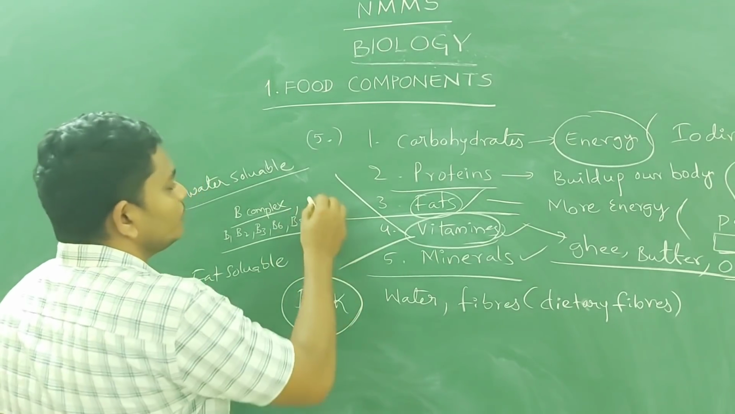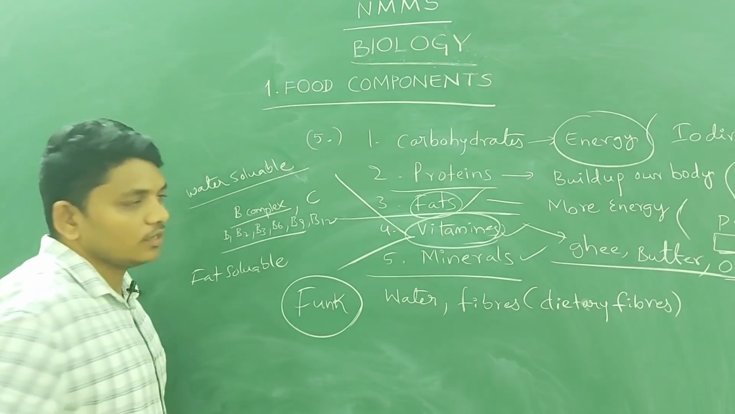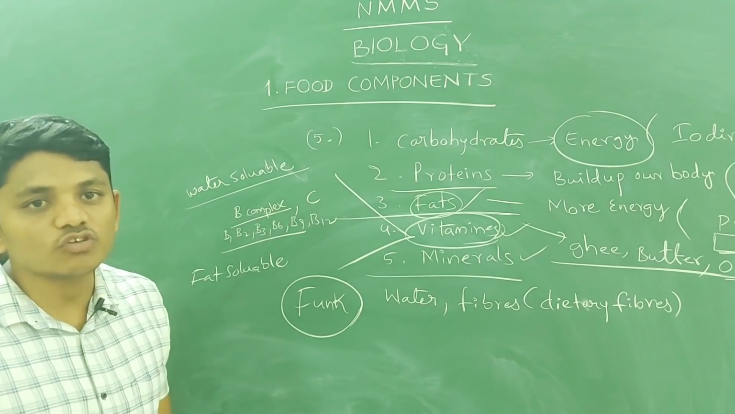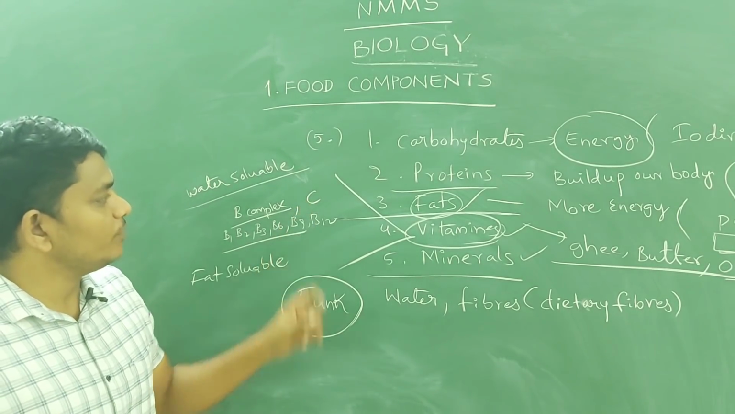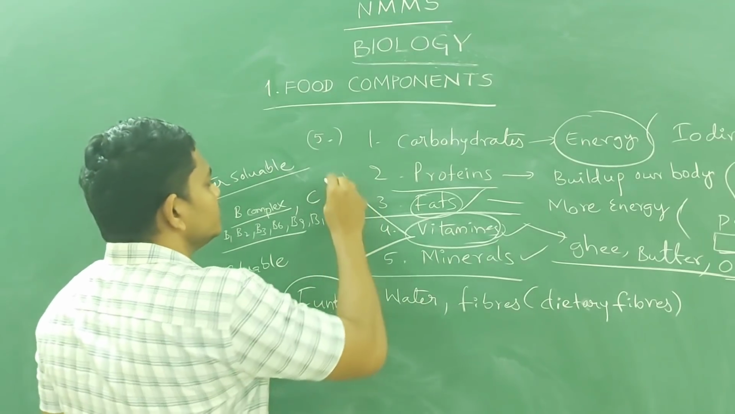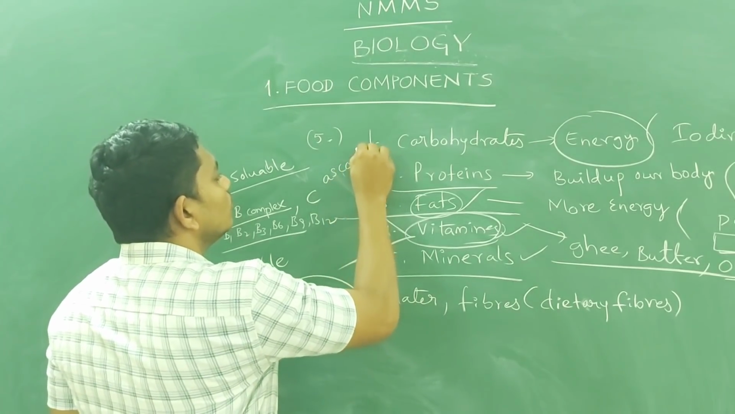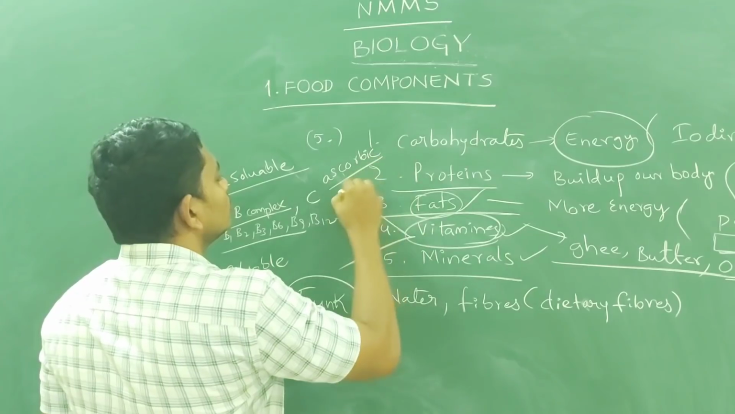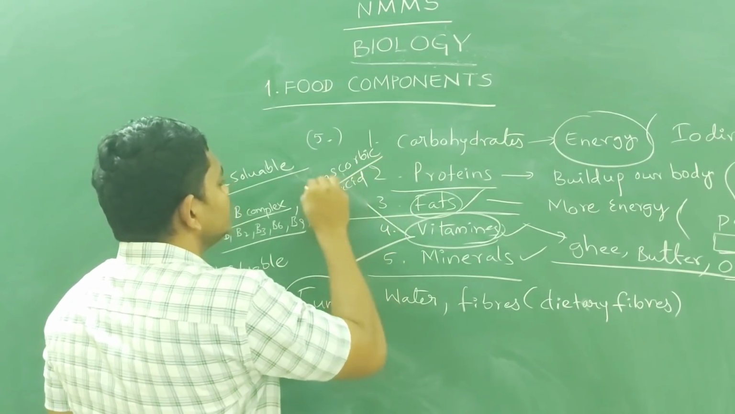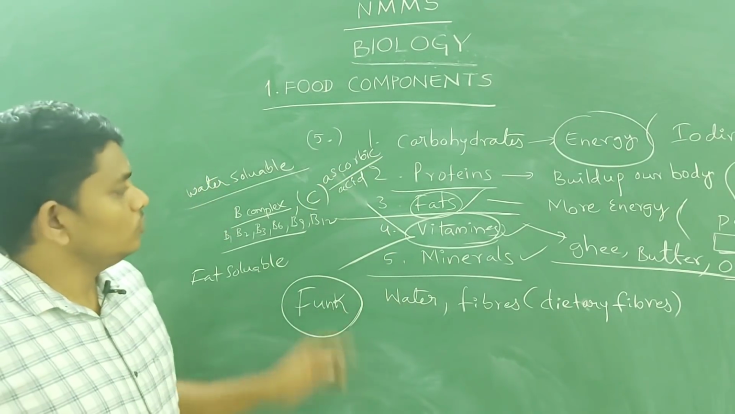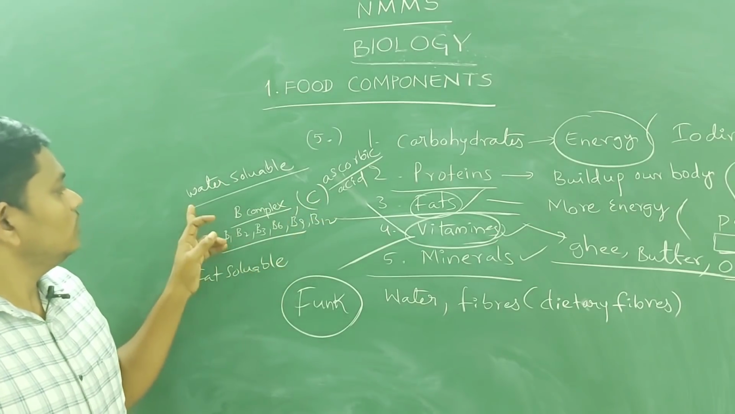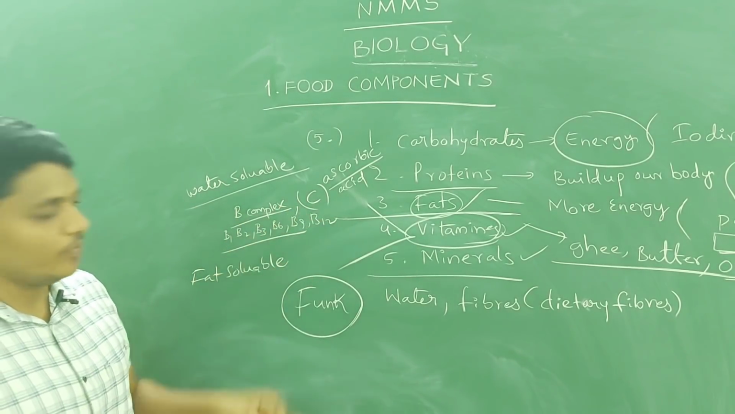Along with the B complex vitamin, C vitamin is also there. C vitamin is nothing but ascorbic acid. Okay, so these are the two groups called water soluble vitamins.